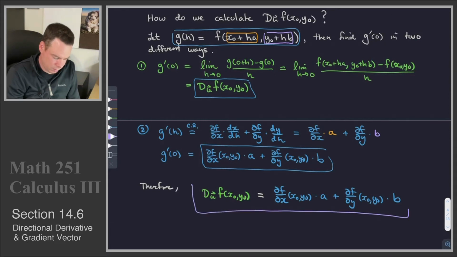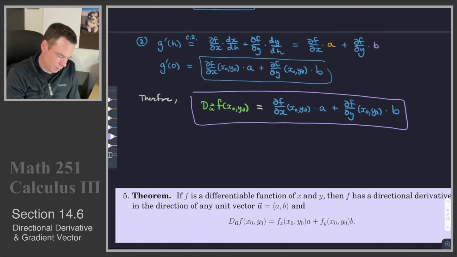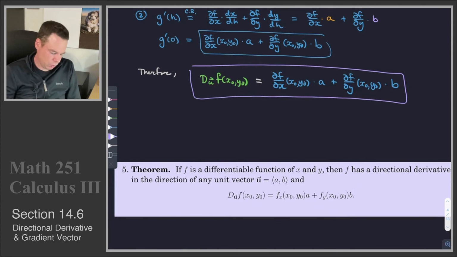And so there we have derived a way to compute this directional derivative. It involves knowing the partial derivatives, the x partial and the y partial, and multiplying them by the x component and the y component of that unit vector u in the direction we want to compute the derivative of. So that establishes this theorem down below. We've just proven it. If f is a differentiable function of x and y, then f has a directional derivative in the direction of any unit vector u, and its value is given by the x partial times a plus the y partial times b.